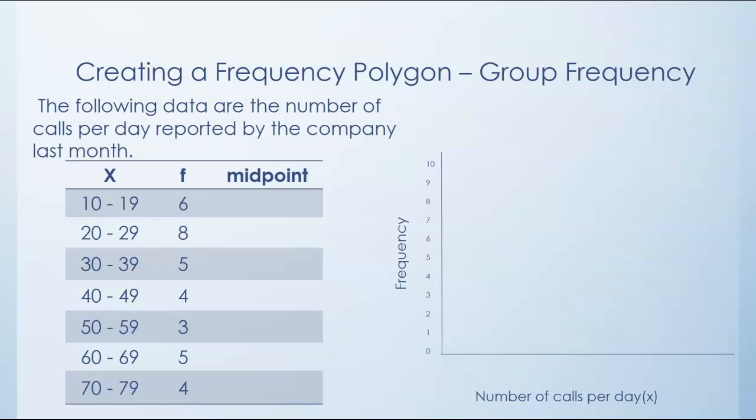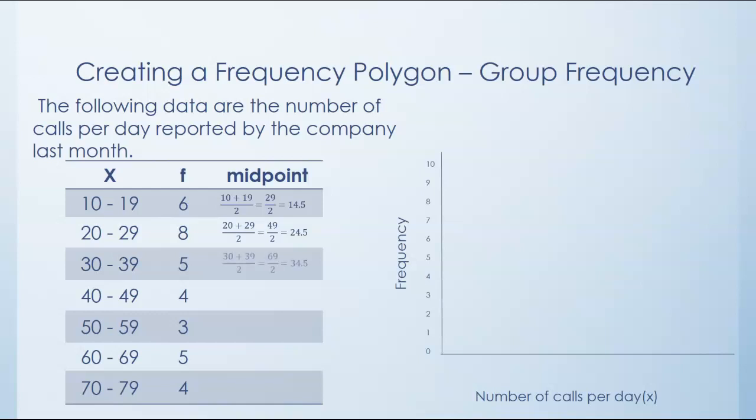Okay, so now to do a frequency polygon when we're doing a grouped frequency, before we even start, let's find our midpoints for each of our classes. So again, we're going to take our high value and our low value for each class and divide by 2. That means we're going to take 10 plus 19 and divide that by 2. So we'd have 29 divided by 2, which gives us 14.5. That's my midpoint for that first class. And I'm going to do that through each one of these classes. So 20 plus 29 gives me 49, divided by 2, which gives me 24.5.